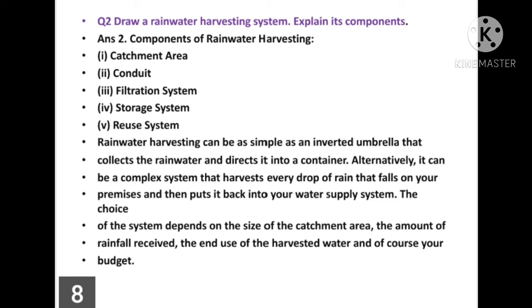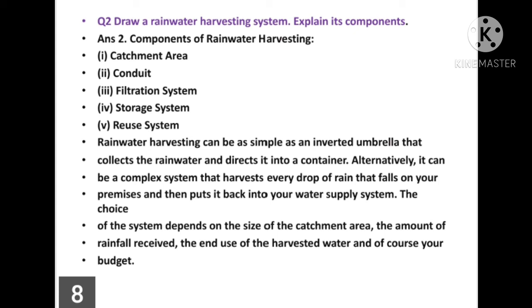Now the question number 2. Draw a rainwater harvesting system and explain its components. Now the components of rainwater harvesting are catchment area, conduit, filtration system, storage system and reuse system.